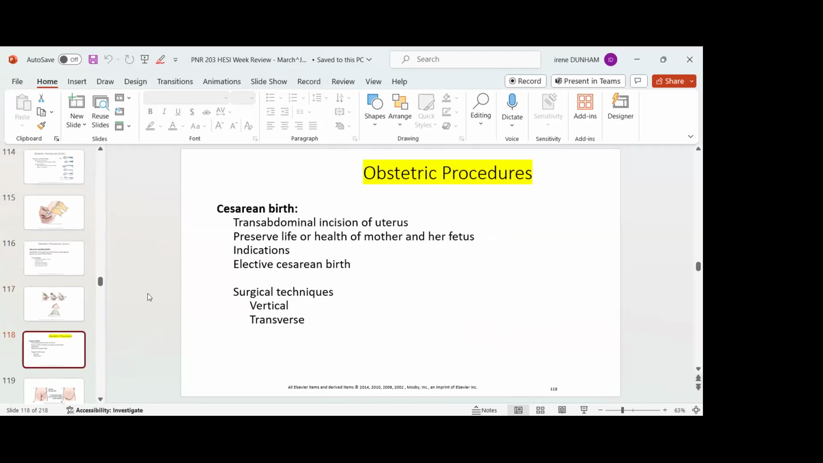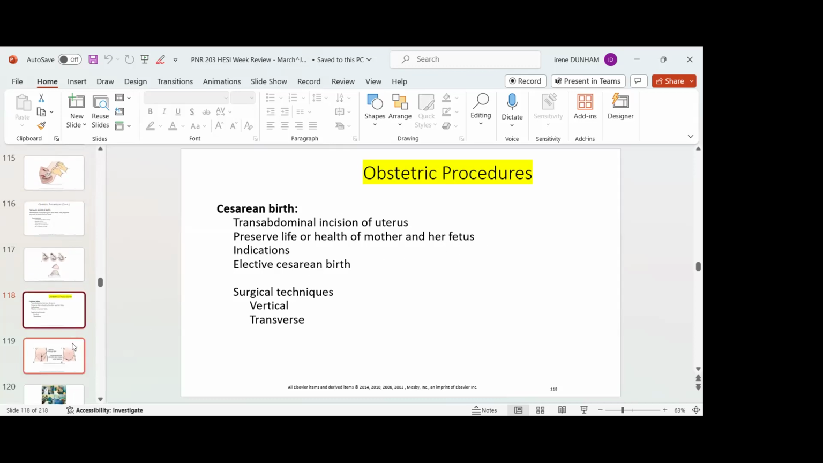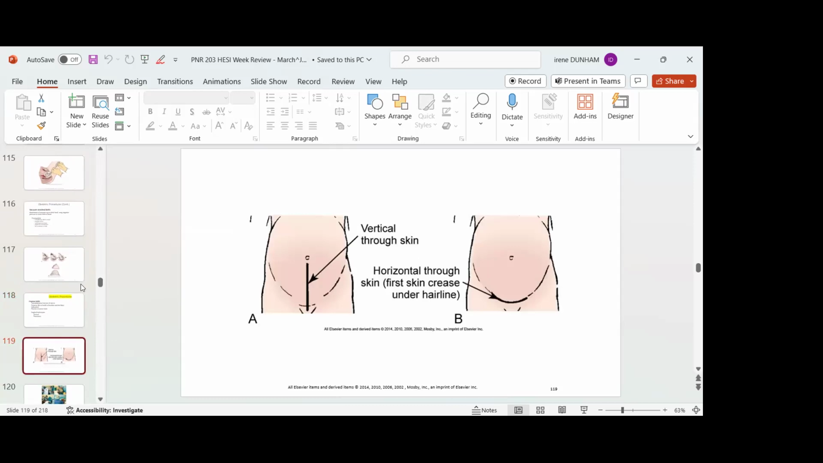All right. And another way of having a baby is having cesarean birth. Okay. So you have your transabdominal cesarean incision. We want to make sure that we get a healthy mom and a healthy baby. And so sometimes we have to do a cesarean. Doesn't matter. Like I always tell my patients, there's 2 ways to have a baby.